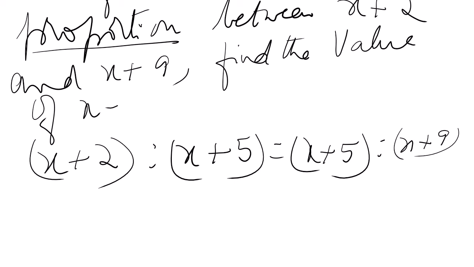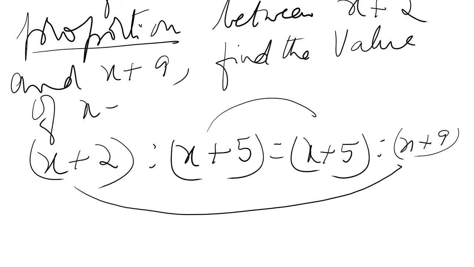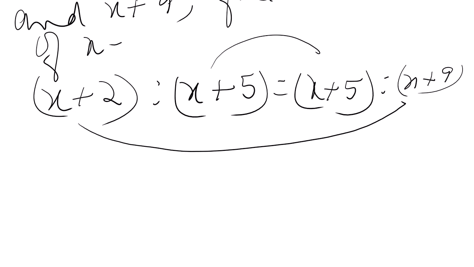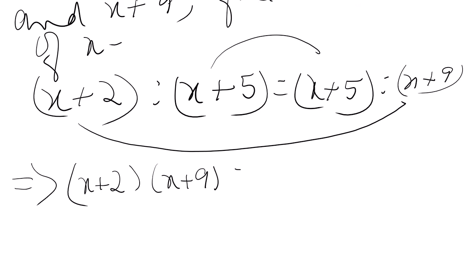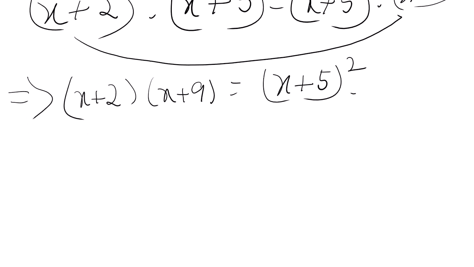So according to our rule, product of the extremes is equal to product of the middle terms. So it implies x plus 2 into x plus 9 is equal to x plus 5 whole square, right? So now let us find out. So what is the product? So this becomes x square, then 9x plus 2x becomes 11x plus 18 is equal to this.